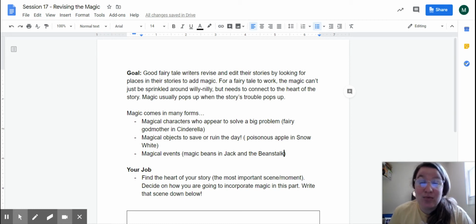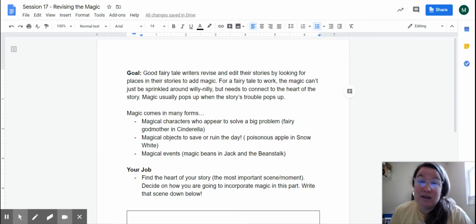Magic can look like a few main things, and it's up to you to decide which one or maybe two forms of magic you want to incorporate. So sometimes there are magical characters who solve a big problem. A good example is the fairy godmother in Cinderella. She pops up, Cinderella gets the dress, the carriage, all of these things so that Cinderella's problem, not being able to go to the ball, is fixed.